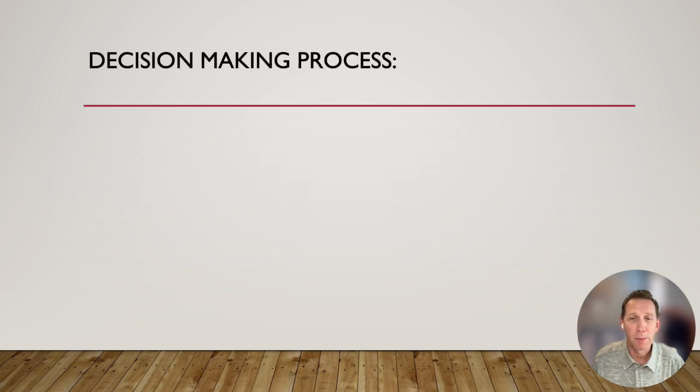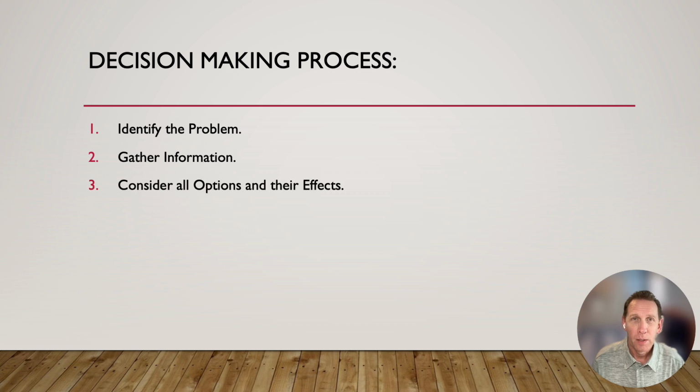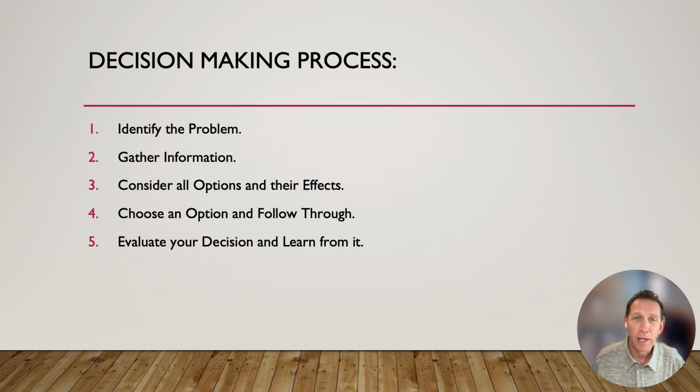So let's look specifically at the decision-making process. First thing you've got to do is identify the problem. Next, you gather information. You consider all options and their effects. You choose an option and then you follow through. And finally, you evaluate your decision and you learn from it.